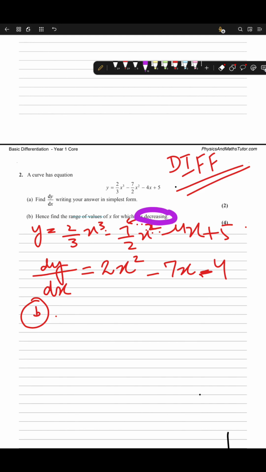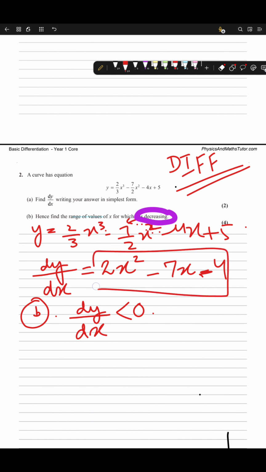Now we know that y is decreasing, and if y is decreasing, then that means the gradient has to be negative, right? If the curve is going down, the gradient has to become less than 0. This dy by dx is the gradient, so it's going to become less than 0. So 2x squared minus 7x minus 4 is going to become less than 0.